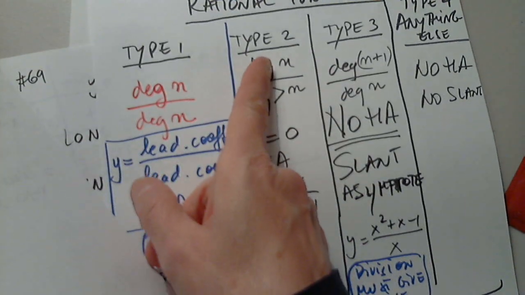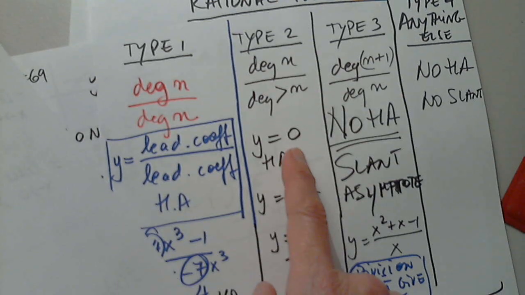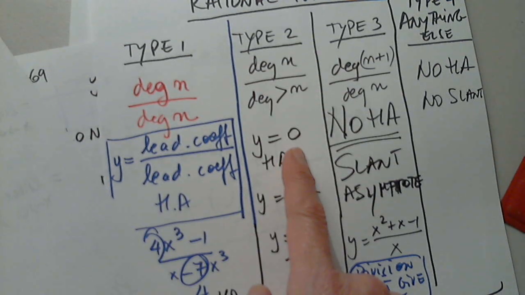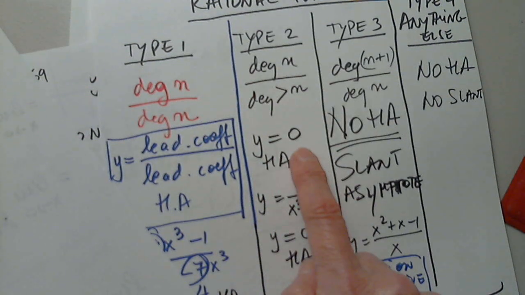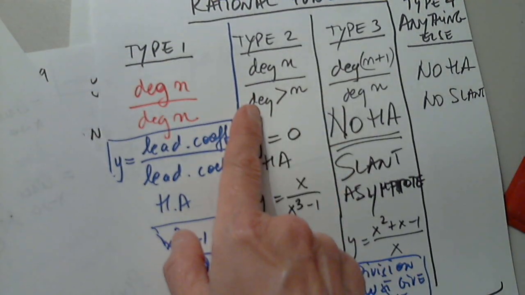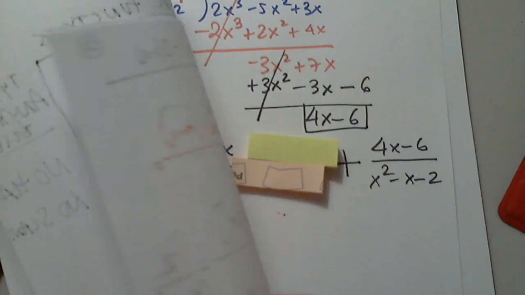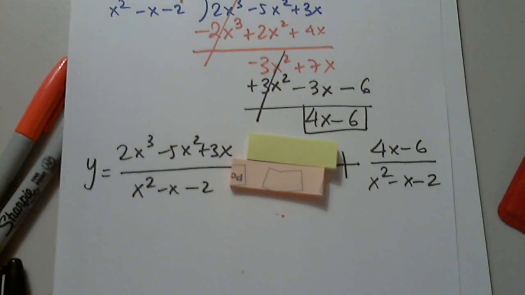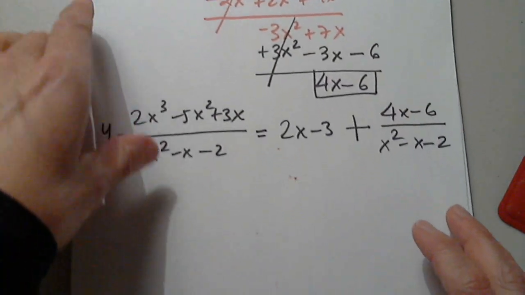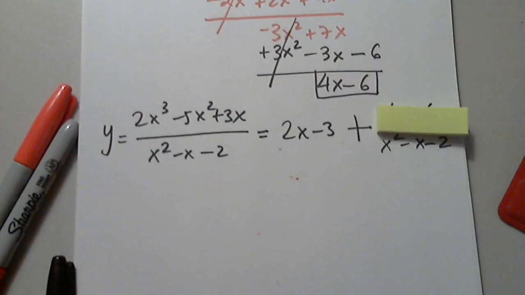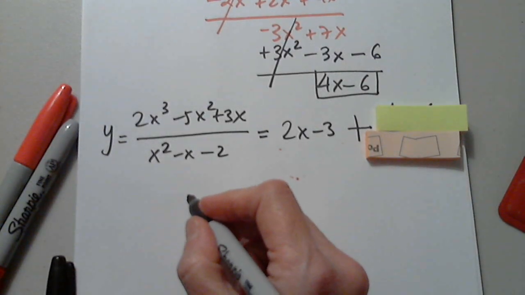Degree smaller in the denominator than the degree in the numerator. So if it's degree 1 and degree 2, as long as the degree in the denominator is higher, the answer is always 0. Good. So because this is going to 0, can anyone give us the slant asymptote?